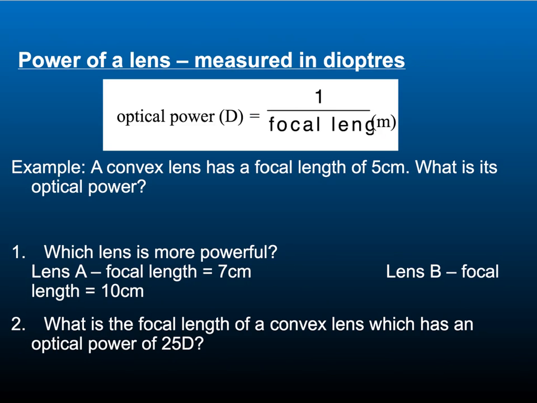The power of a lens is measured in diopters. It can be calculated using this equation. The optical power equals 1 divided by the focal length of the lens, which must be in metres.